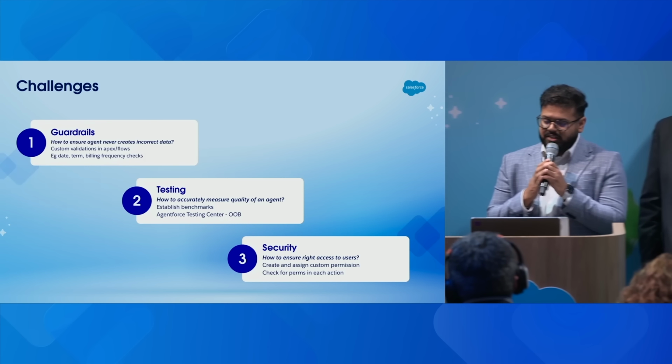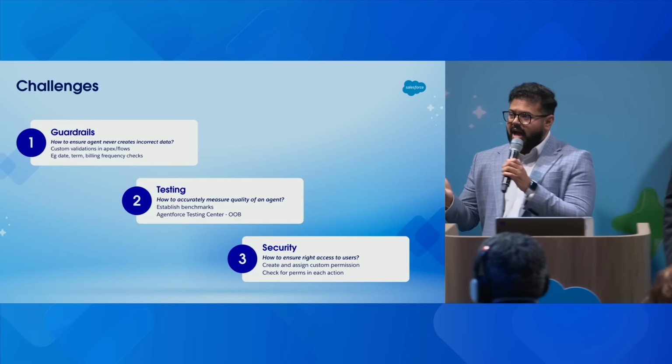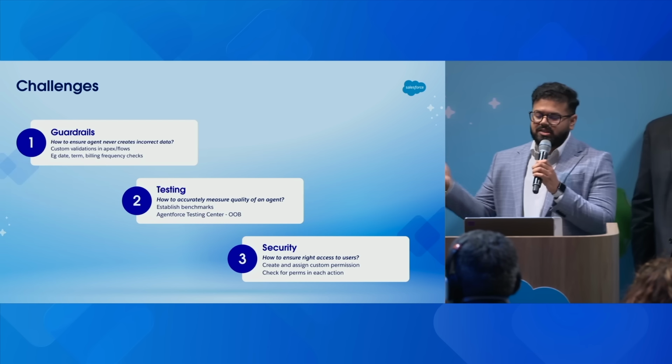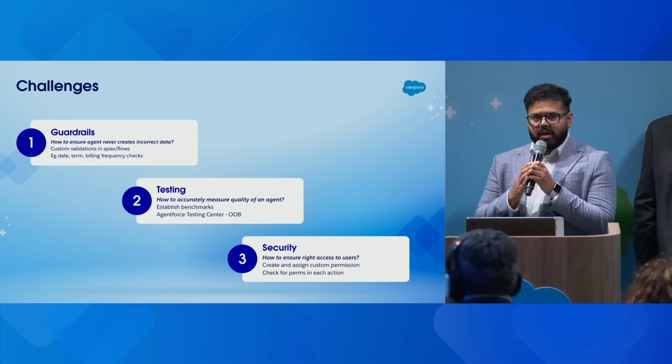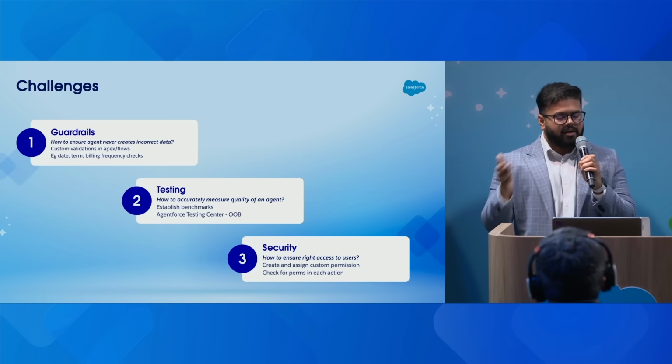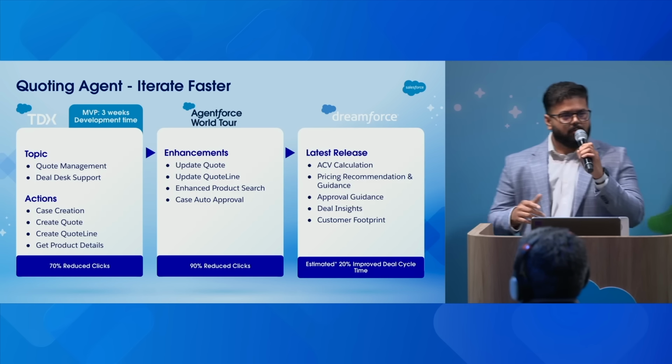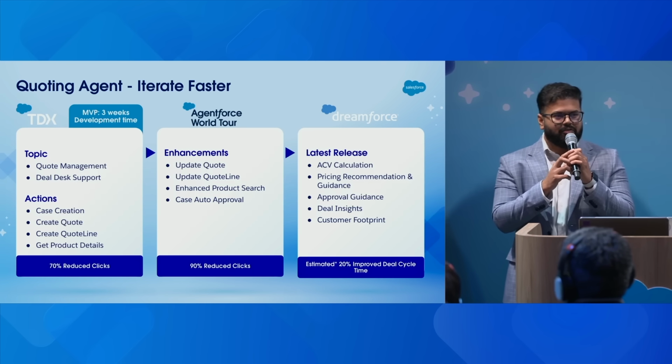And the last one is security. How do we ensure the right access for our users? Now, in order to solve that problem, we created and assigned custom permissions for our users so that they have the right access to the actions and the right access to the entire agents. And now over to Sanjeev to talk about our agentic journey and what's more for revenue.